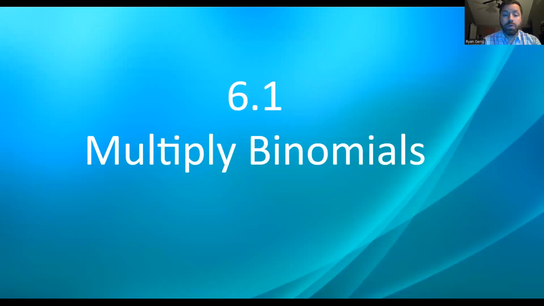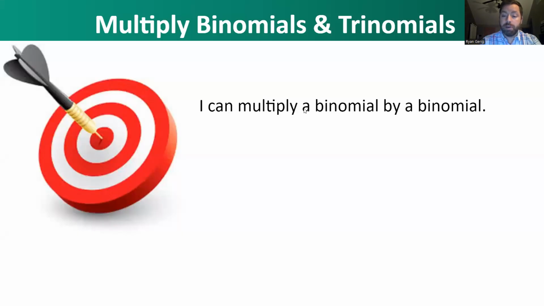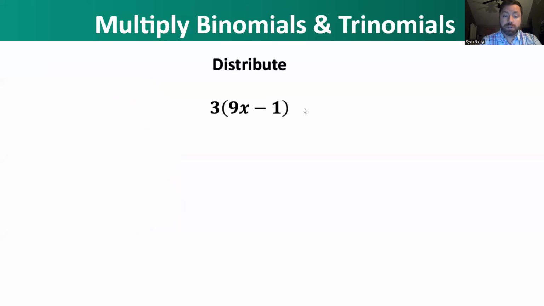Hello and welcome to week 6, lesson 1, where we're going to multiply binomials this week. So I can multiply a binomial by a binomial. We're going to start with what we did last week. We're going to distribute a monomial. So 3 times 9x minus 1, you should get 27x minus 3. The 3 gets multiplied into both pieces.